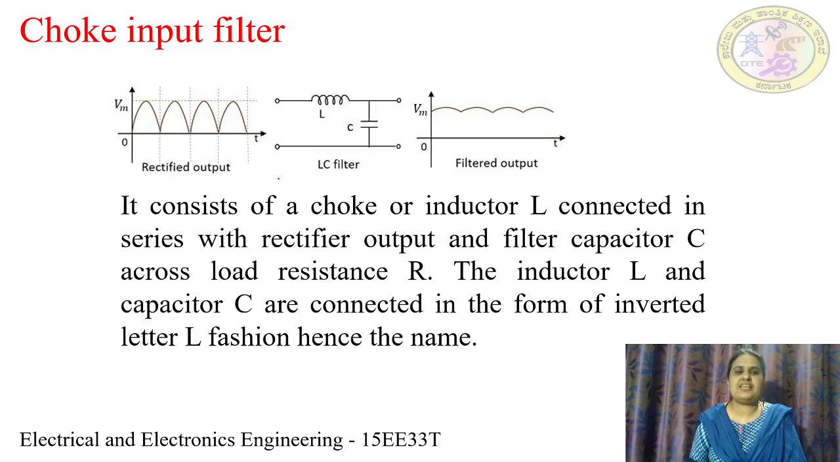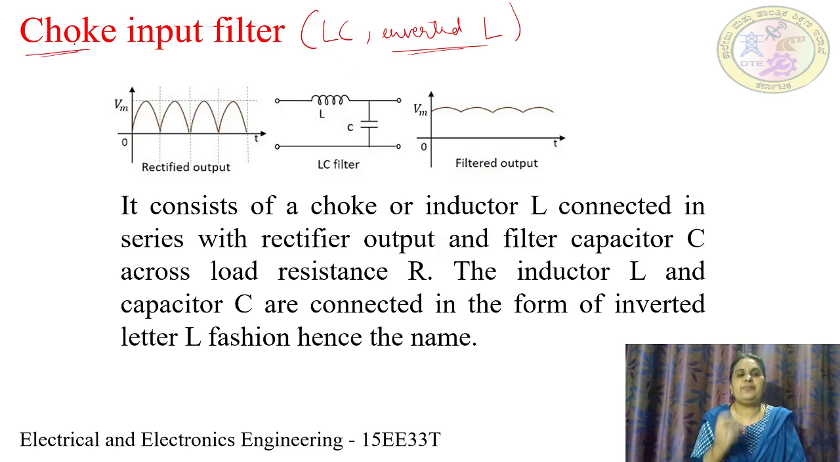So the next type of filter is an LC filter or inverted L filter. L ಉಲ್ಟಾ ಇದೆಯಲ್ಲ, ಅದಕ್ಕೆ ಇನ್ವರ್ಟೆಡ್ L filter. ಇಂಡಕ್ಟರ್ ಅಂದ್ರೆ, and the name for inductor is choke. Choke ಅನ್ನು ನಾವು ಇನ್ಪುಟ್ ಕೊಡ್ತಾ ಇದೀವಿ. Therefore, it is also called as choke input filter.